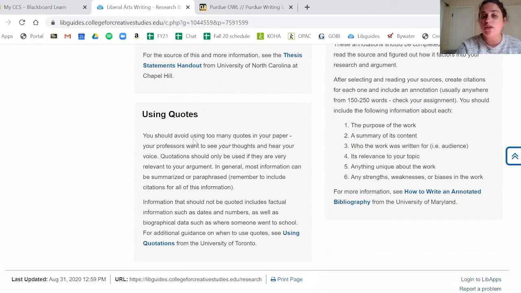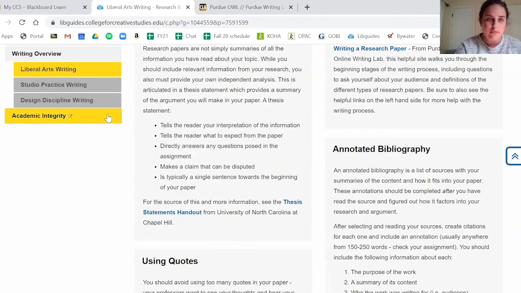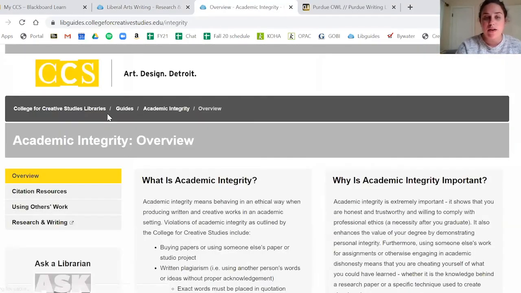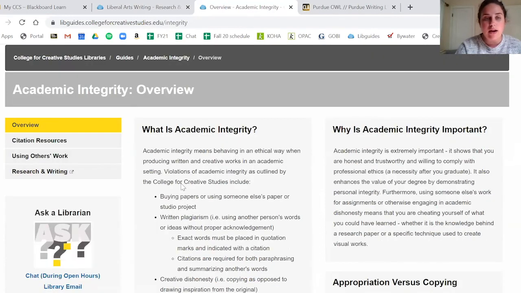You should avoid using too many quotations in your paper. So what we did is we went through some strategies to help you avoid that, but this information lives on our website as well, so you can come back to it later. And then we have the Academic Integrity Guide. So this is a great guide for you in terms of citation information and resources.